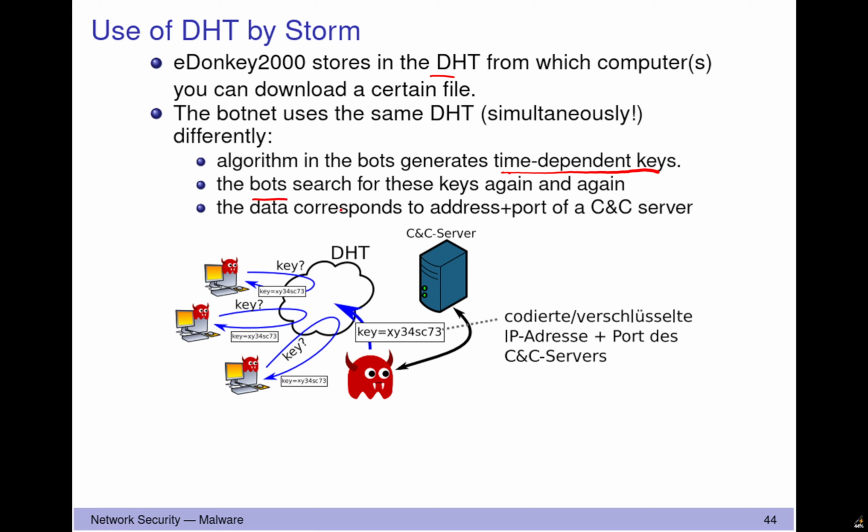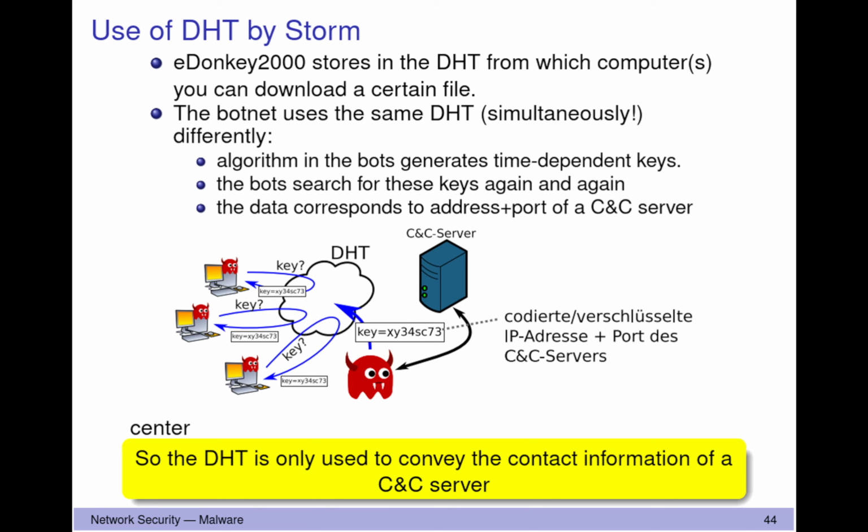So the bots look up these keys again and again, and the data corresponds to the address and port of the CNC server. A little bit strange, because actually it could also be the commands that they would be able to send, but in this case it was the actual current address of the command and control server that has the actual commands.